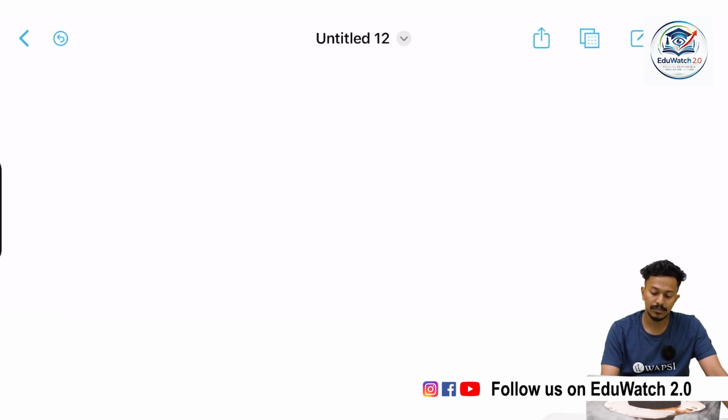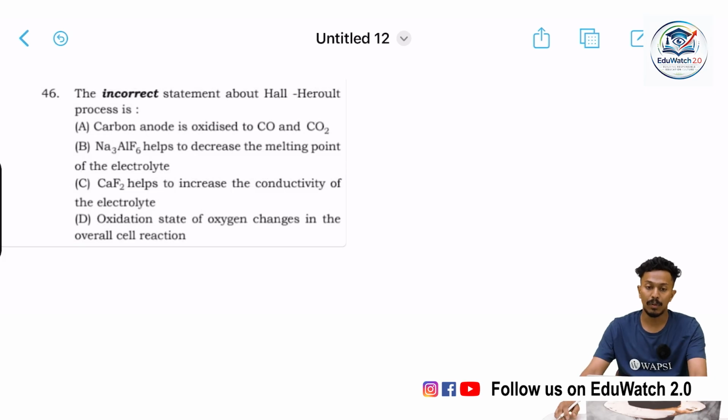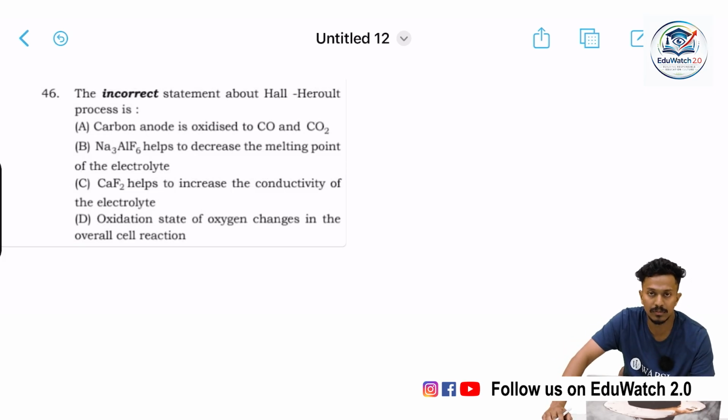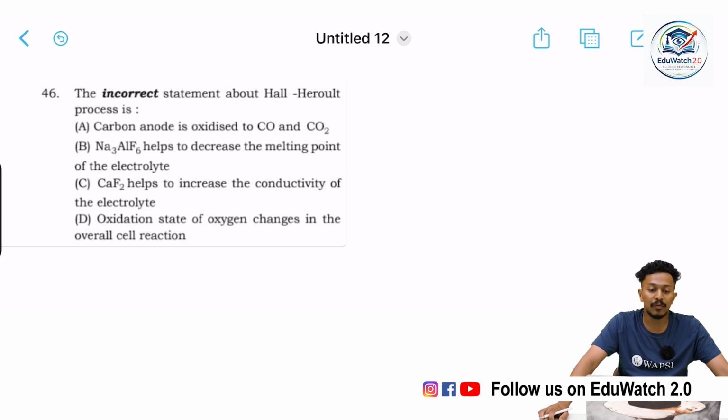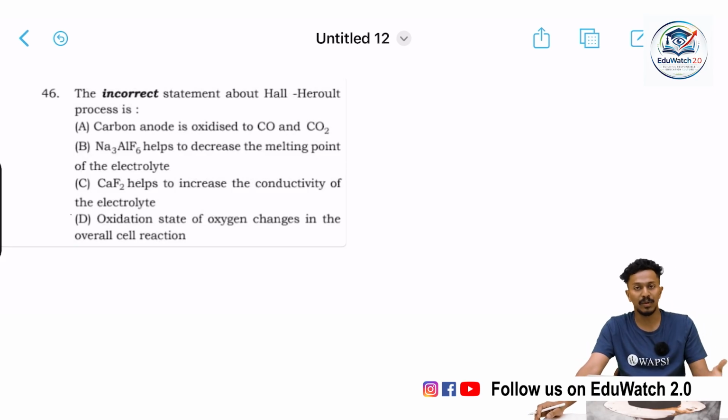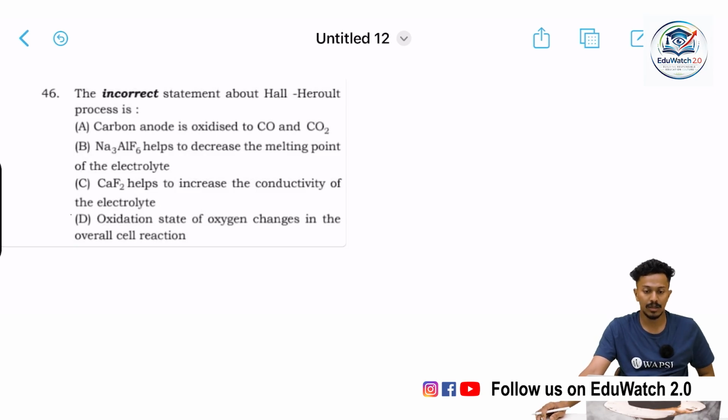Our next question is the incorrect statement about the Hall-Héroult process. What do you mean by the Hall-Héroult process? Actually, it is an industrial method for the smelting of aluminum. It involves electrolytic reduction of alumina, aluminum oxide Al2O3, to form aluminum. It is first dissolved in molten cryolite with sodium fluoride salt. This is actually the Hall-Héroult process. We use carbon electrodes in the Hall-Héroult process.